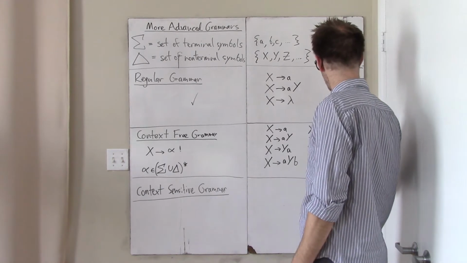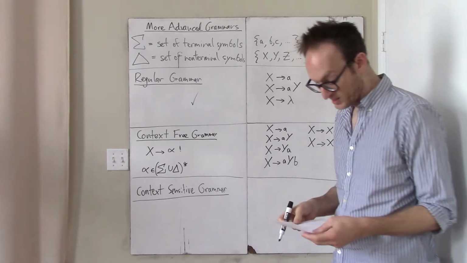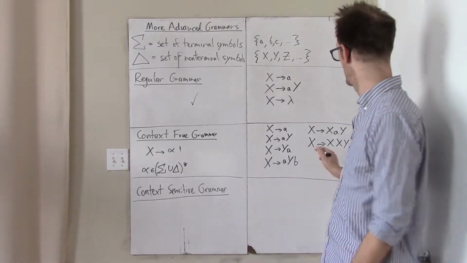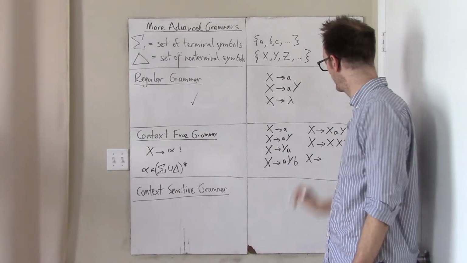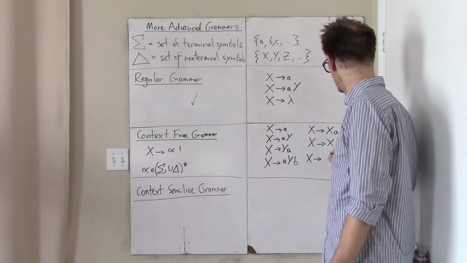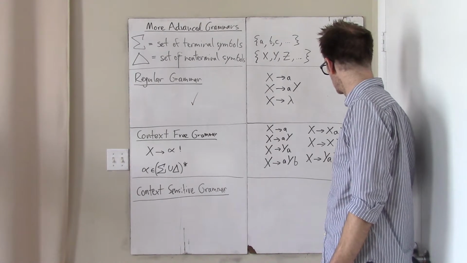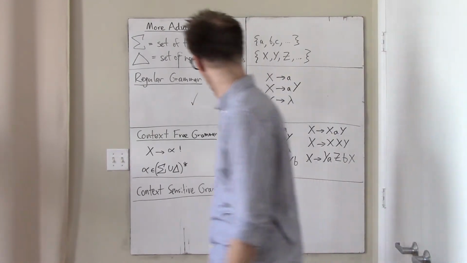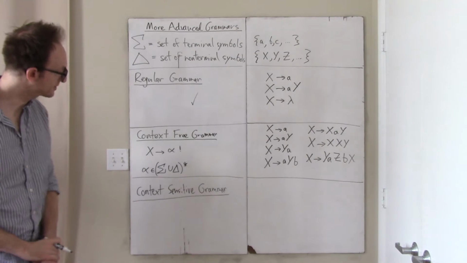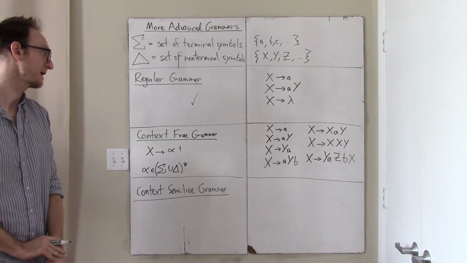Like the one I just said, x → x y. And in fact, just any arbitrary string composed of terminals and non-terminals is allowed. So like y a z b x, something like that. Okay, these grammars are called context-free grammars.